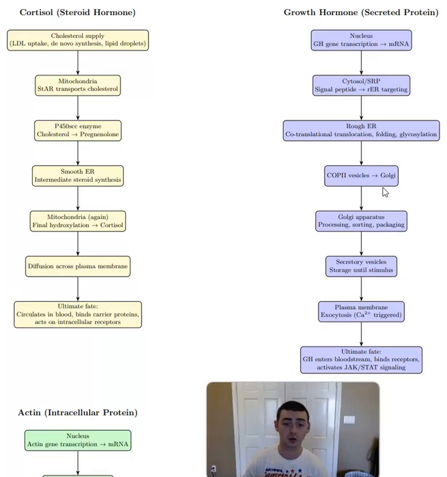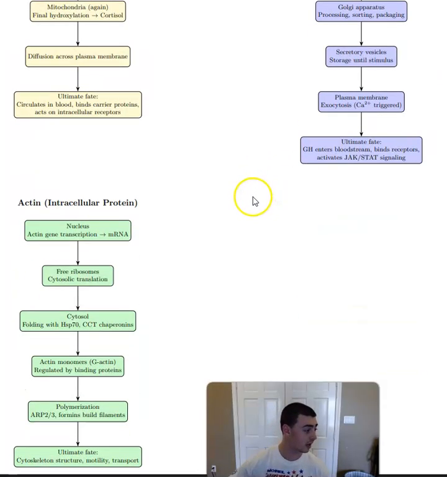From there, the growth hormone is packed into secretory vesicles, which store it until the cell receives a stimulus, like a rise in calcium levels. Finally, those vesicles fuse with the plasma membrane, releasing growth hormone by exocytosis into the bloodstream. Once in circulation, growth hormone binds to receptors on target cells, activating pathways like JAK and STAT, which stimulate growth and metabolism. Now, for our last one, we have actin, our intracellular protein.